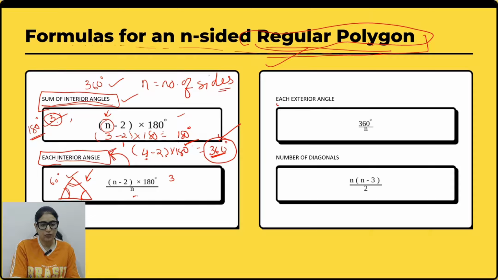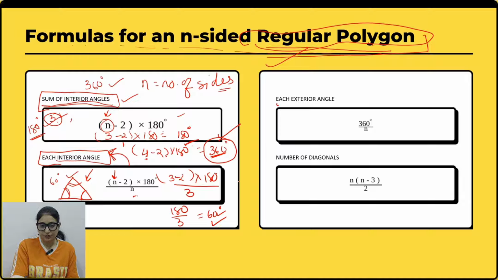So let's find it out for a triangle. (3 minus 2) into 180 divided by 3. So this will become what? 180 divided by 3. Hence 60 degrees. So we know that each angle of an equilateral triangle will be 60 degrees. Similarly, you can put 4, 5, any value here, and you can find each interior angle.